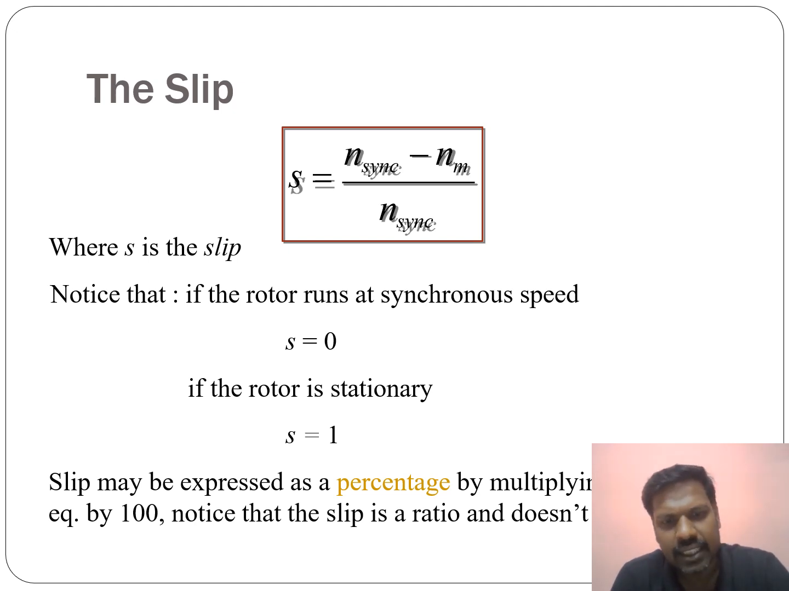The difference between the synchronous speed and the actual rotor speed is called the slip speed. The slip is denoted in the equation S equals (N_sync minus N_m) divided by N_sync. So S is the slip. If the rotor runs at synchronous speed, S is equal to 0; if the rotor is stationary, S is equal to 1. Typical operating slip values of an induction motor at rated load are small, usually a few percent, which means the rotor speed is very close to synchronous speed but always a little lower.